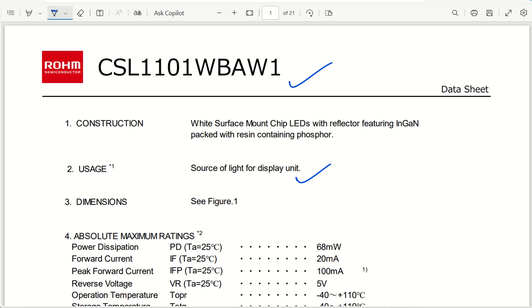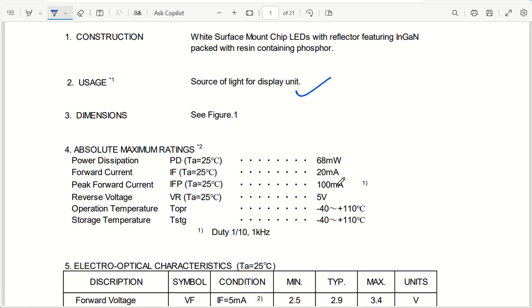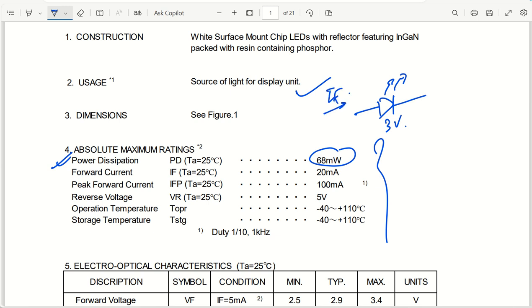Okay, so as you can see, the uses are given in the very first page itself. We have source of light for display units, and some of the absolute maximum ratings are given here, like power dissipation is 68 milliwatts. So you have to make sure that the power dissipation is not exceeding this much. How will you calculate this? There is a voltage drop across the diode, let's say 3 volt or 2.9 volt, multiplied by the current flowing, IF. So let's say 20 milliamperes.